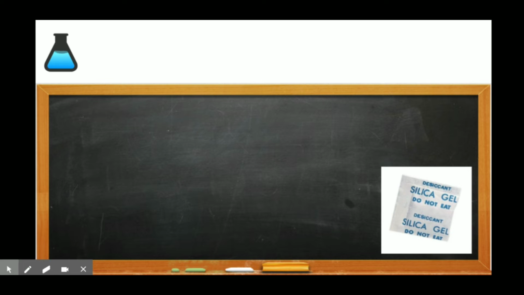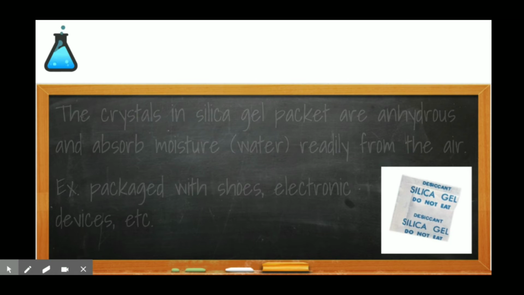The silica gel packets that are placed inside of various items are a good example of an anhydrous crystal, a crystal that does not have water trapped inside of it at the beginning of shipping, but can absorb water to keep your items fresh.